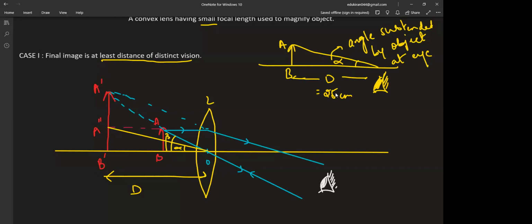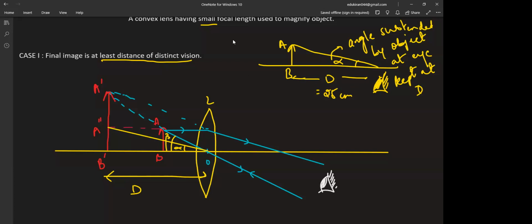This is the object, which is kept at least distance of distinct vision. Kept at D. Clear? D is what? D is the least distance of distinct vision. So when the object is kept at least distance of distinct vision, the angle that is subtended is alpha. What is alpha? Angle subtended by the object. AB was the object. This is subtending some alpha angle at the eye. And where is the object kept? Exactly where it is visible to us without the lens.